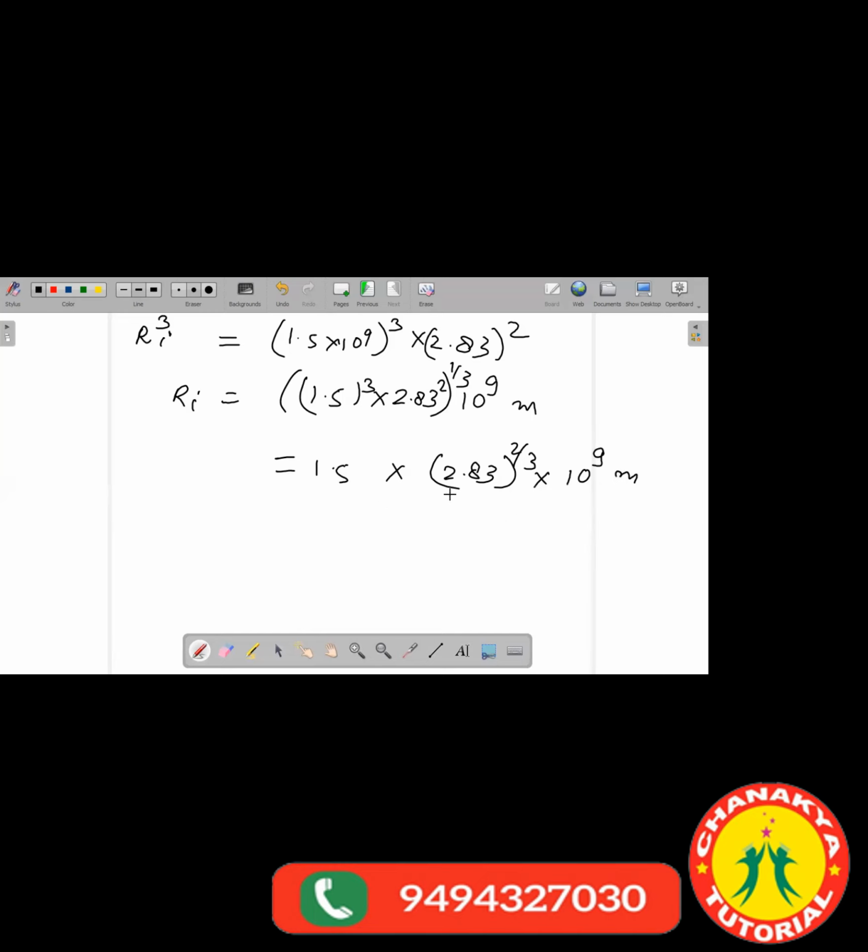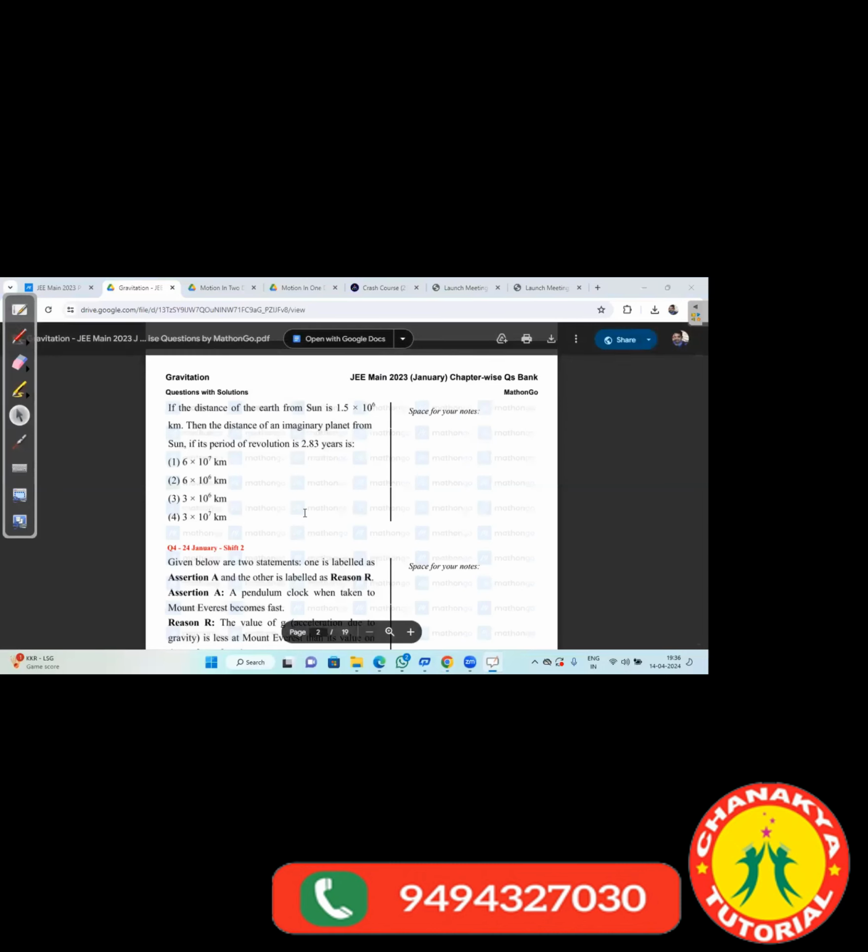Now you need to just find the square of 2.8, and then find its cube root. You will get the answer here. Okay. So what answer should be there? Can you guess the answer without going into complex calculations? Can you guess the answer?